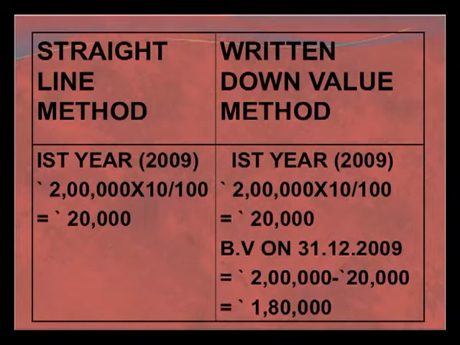In the straight line method, in the first year the cost of the machinery is 2 lakh and the depreciation at the rate of 10% comes to rupees 20,000. In the written down value method also, we calculate the depreciation on the cost of the asset, that is 2 lakh, and at the rate of 10% the depreciation is 20,000. Now in the written down value method you see another figure: after charging depreciation of rupees 20,000, the book value of the asset has gone down to 1,80,000. Let us see what happens in the next year.